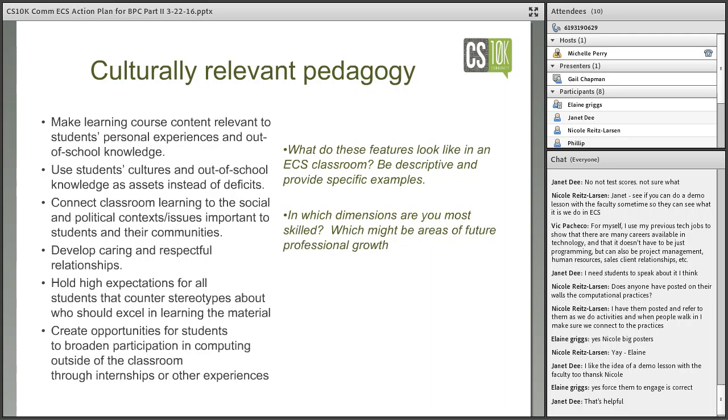So 2 things I'd like you to think about. What do these particular features look like in an ECS classroom? So examples, right? Examples of lessons that you've done that showcase these things. And in which places do you feel like you're the most skilled, or where you might need more growth?